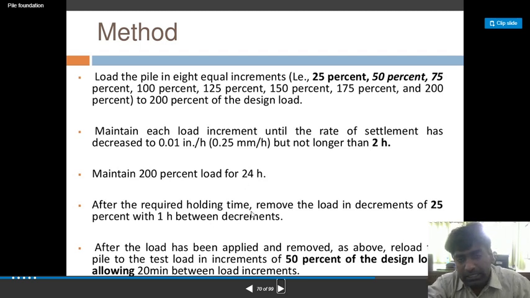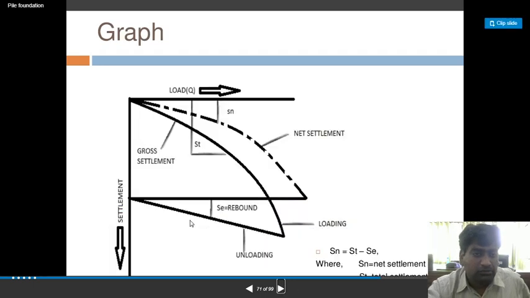After the required holding time, remove the load in decrements of 25% with 1 hour between the decrements. After the load has been removed, apply and remove as above. Reload the pile to the test load in increments of 50% of the design load, allowing 20 minutes between the load increments. So this is the settlement versus load graph.